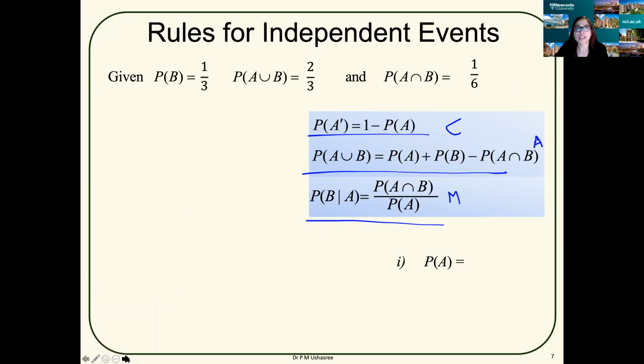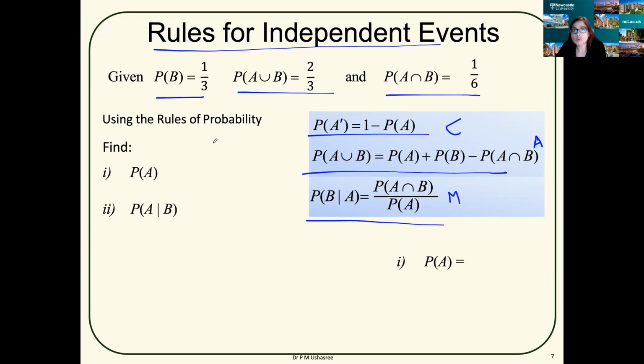Not erasing that. So let's do a small problem to understand the rules of independent events. I have here the probability of B as 1 by 3, the probability of A union B is 2 by 3, and the probability of A intersection B is 1 by 6. Now, what I want you to do is use the rules of probability and find P of A and P of A given that B has already occurred.